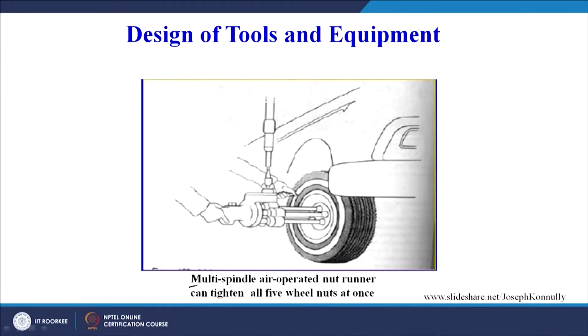So this is one good example of design of tools and equipment. You can see this is a multi-spindle air operated nut runner. This can tighten all 5 wheel nuts at once, in a single operation only. Such tools and equipment can be designed which can reduce human fatigue, the worker fatigue.